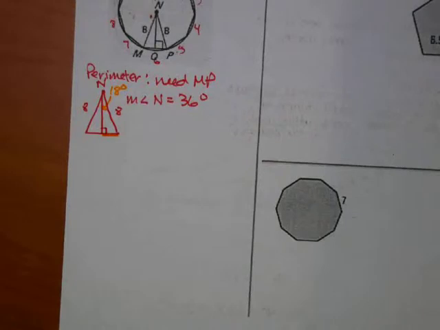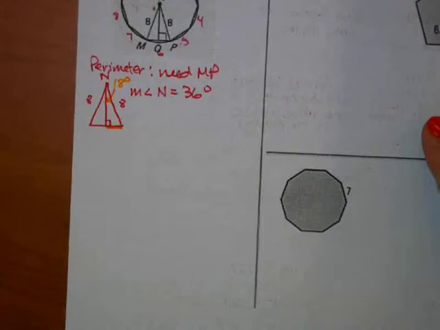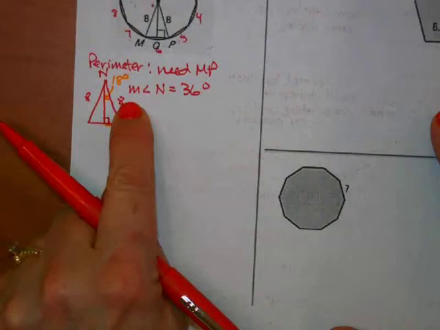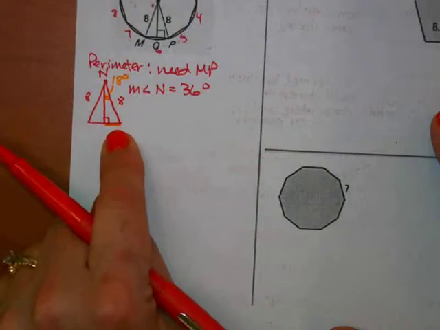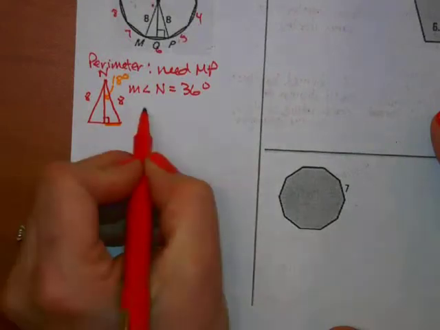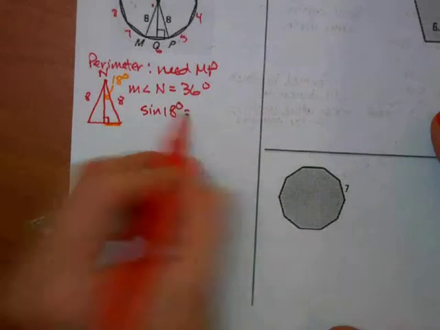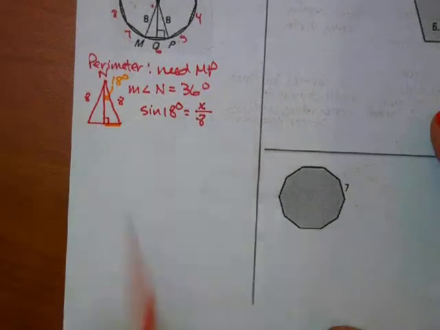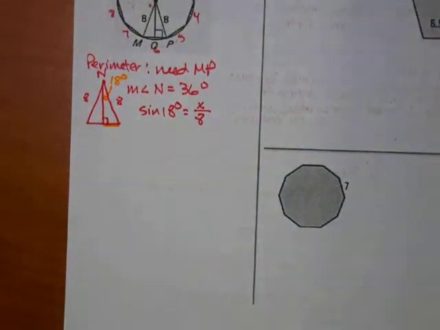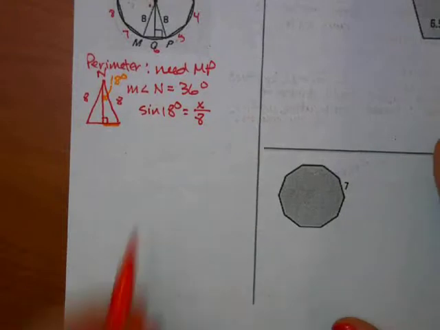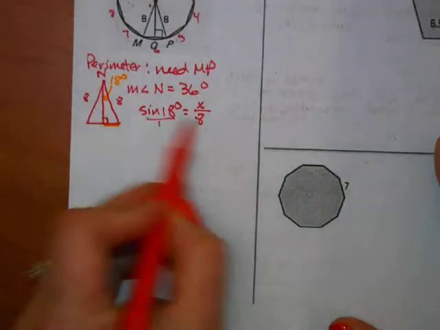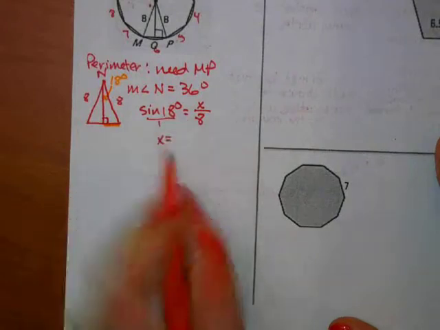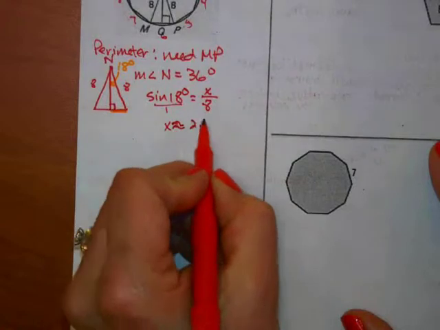So what SOHCAHTOA, what ratio would you use to find that piece right there? You have the hypotenuse and this is the opposite. So which one would it be? Sine. So I would say sine of 18 degrees equals the opposite, I don't know, over the hypotenuse, I do know. So then you're just going to cross multiply. This is really over 1, so you just have to do these two multiplied together to get x, which is approximately 2.47.